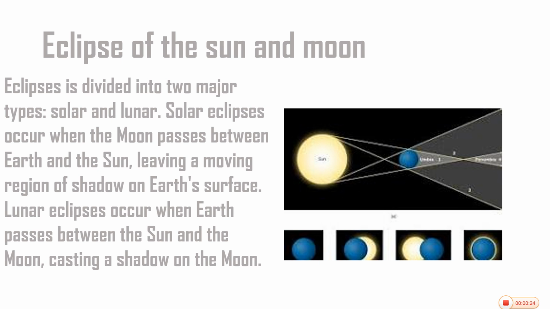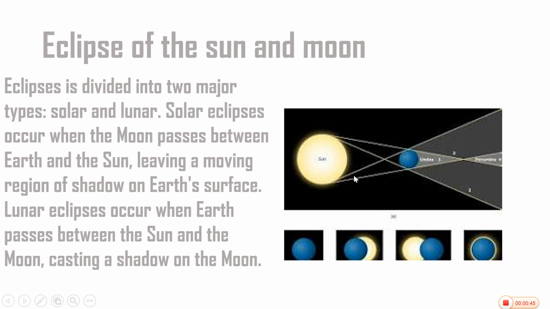The solar eclipse occurs when the moon passes between the earth and the sun, leaving a moving region of the shadow on Earth's surface. Lunar eclipse occurs when the earth passes between the sun and the moon, casting a shadow on the moon. The image on the screen is showing us what the eclipse looks like.